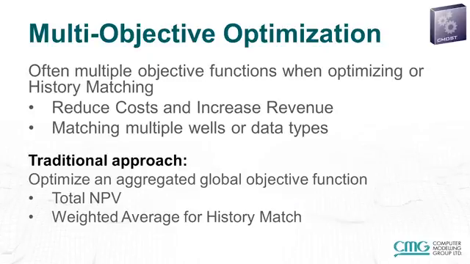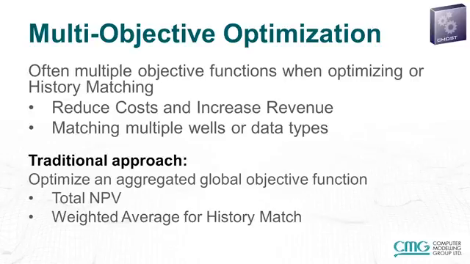So the next area that we'll look at is some of the optimization algorithm options that we've incorporated into CMOST. So oftentimes when we're setting up CMOST, we may have multiple objective functions when optimizing our history matching. These can include optimization cases where we're trying to reduce costs as well as increase revenue. Or it may have history matching cases where we're trying to match multiple wells and multiple data types.